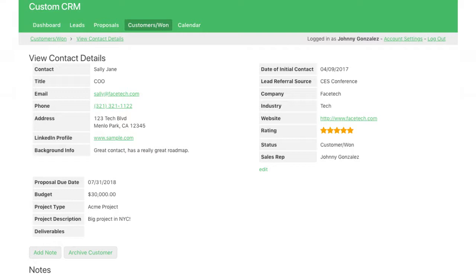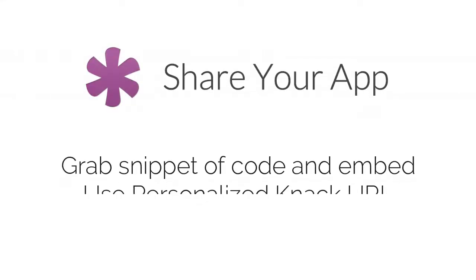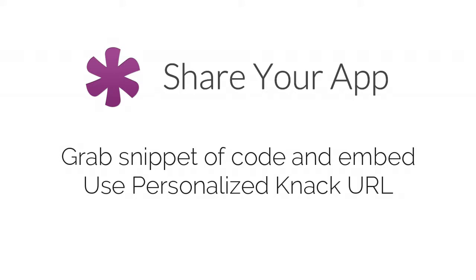Once you have defined your data and designed your application, you have a couple of options for sharing your live application. You can generate a snippet of code and embed in your website, or you can simply have users access your live application at your Knack personalized URL.